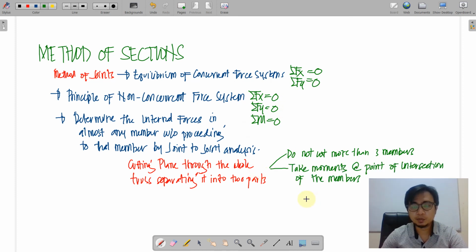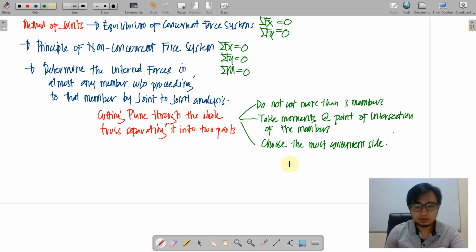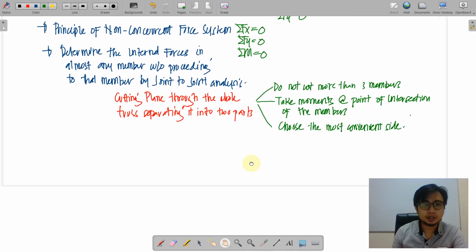Another technique, we take moments at the point of intersection of the members. This is to eliminate unknowns, because as we all know, the moment involves distances. Now, if two or more forces intersect at a certain point, therefore these forces will have no moment arm. In that way, you can eliminate unknowns. And then the next one, of course, we are going to choose the most convenient side, whether it is the left portion or the right portion. So it is actually the judgment of the student, or the one who analyzes the truss. So let us have a simple illustration of that.